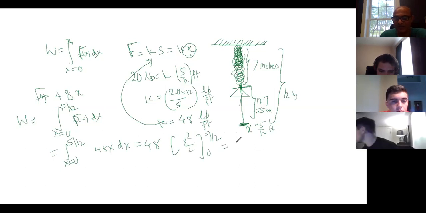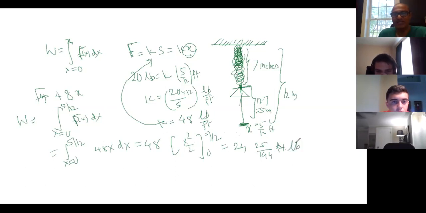Just solve this one. And this is 24, and 25 divided by 12 square, which is 144. Whatever you're going to get, that is your answer. I don't know what that is, but what is the unit? Feet times lb. Agree? Feet times lb. So that is the unit. Please use your calculator. Whatever you're going to get, that is your answer in feet times lb.